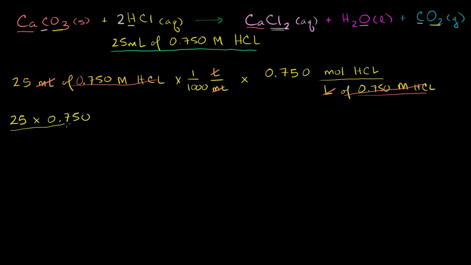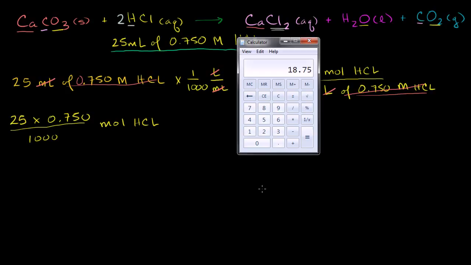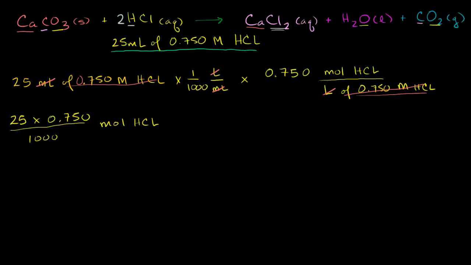And then you're left with 25 times 1 times 0.750 divided by 1,000 moles of hydrochloric acid. And let's get our calculator out to solve for this right here. So that is, let's see, 25 times 0.75 divided by 1,000 is equal to 0.01875. So let me write that down.